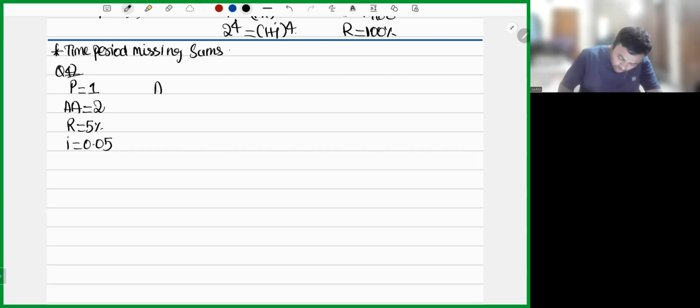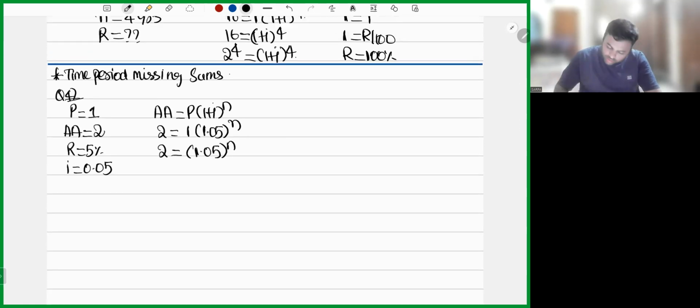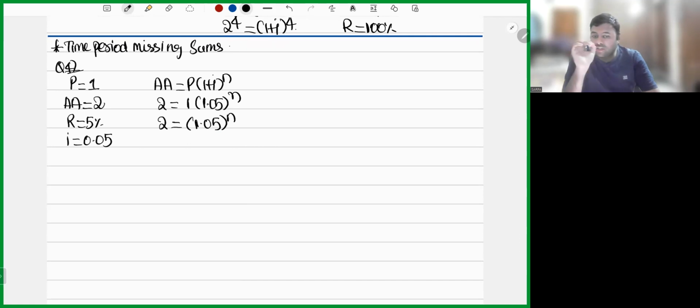So let's apply: accumulated amount is equal to P into (1 plus i) whole power n. 2 is equal to 1 into 1.05 whole power n. So I'll simply write 2 is equal to 1.05 whole power n. Now I need to calculate the value of n. How will I calculate the value of n?